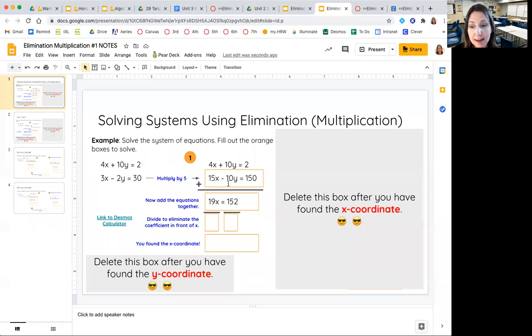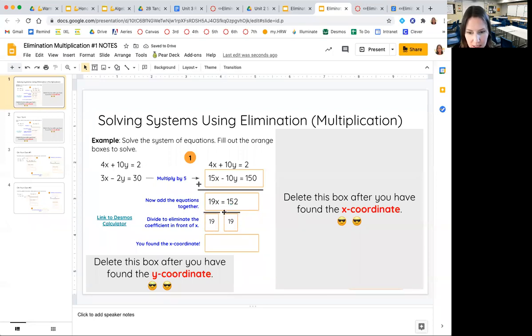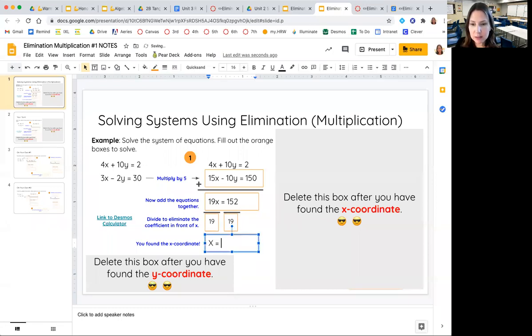Okay. Now we have to solve this equation. So how can we solve 19x equals 152? Yes, you're right, Noah. We're going to divide by the coefficient in front, to eliminate the coefficient in front of x. So if we divide by 19, we want to show our work. So divide both sides of our equation by 19. Our division lines are here. And now we have x equals 8. Thank you, Noah, for doing that work for us.